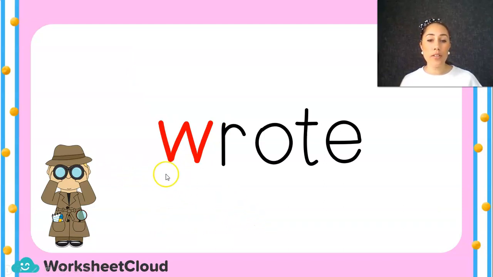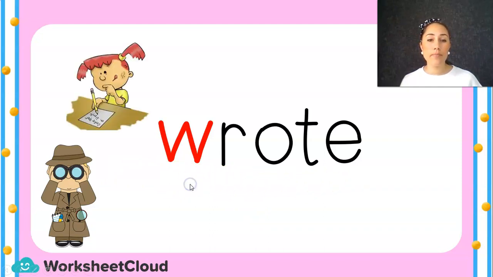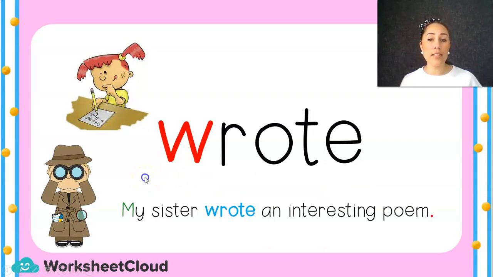Wrote. Now wrote has a silent W in the front and we only start reading it from the R. Wrote. And there's a little girl. She's thinking about something that she wants to write because wrote is just the past tense of our previous word, write. My sister wrote an interesting poem. So this sentence wouldn't happen today in the present tense. This would happen in the past tense.